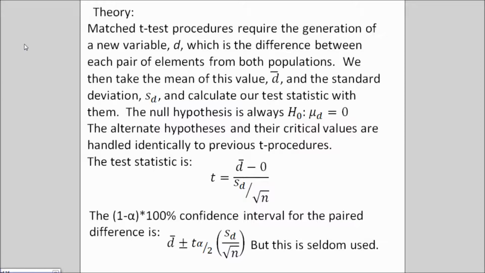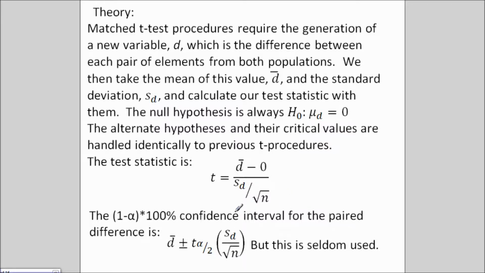So what we do is we need to develop a new variable called d, which is the difference between each pair of elements from both populations. We'd find the mean, d bar, the standard deviation, s_d, and then calculate our test statistic. The null hypothesis is always that mu d, the population mean of the differences, is equal to 0. The alternate hypothesis and the critical values are handled identically to previous t procedures. And our test statistic is d bar minus 0, divided by the sample standard deviation of the differences divided by the square root of n.